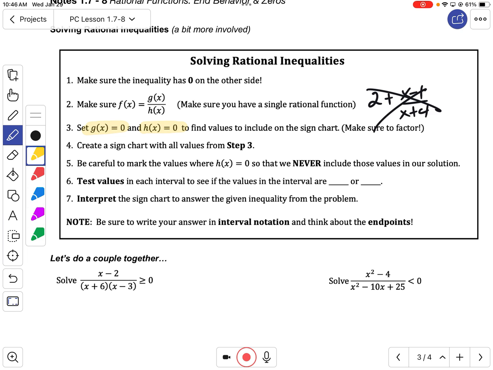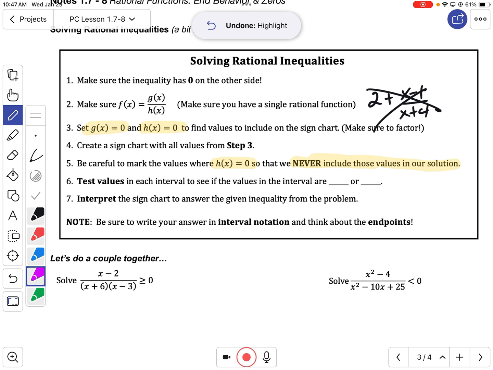Now, we want to be careful to mark the values where h of x is undefined, so that we never include those values in our solution. They're undefined spots, so we want to be sure that we note those so that I don't ever put a bracket on that, because I cannot equal that number. And then we're going to test some values within each interval to see if the function is positive or negative. Then we'll interpret our sign chart. So there's a lot to think about here.